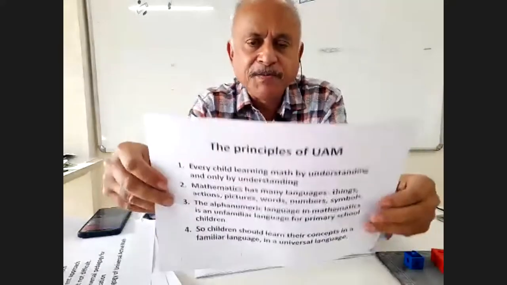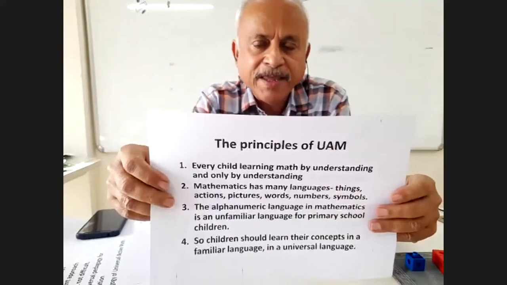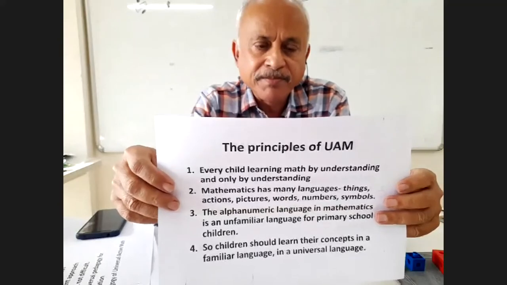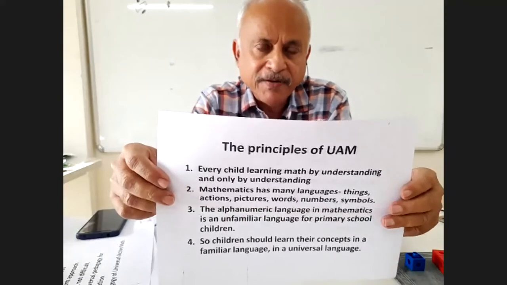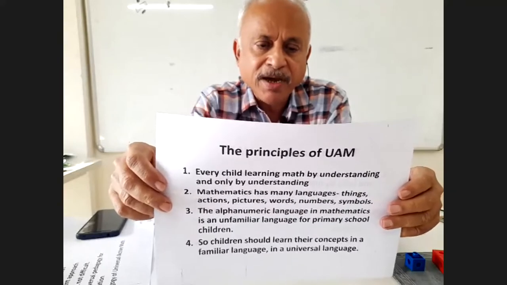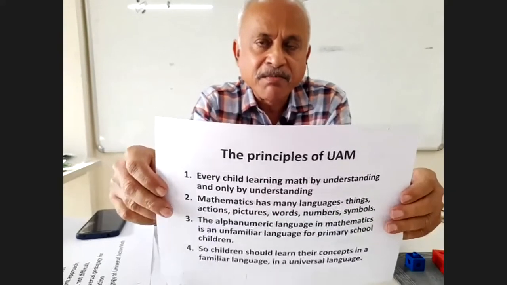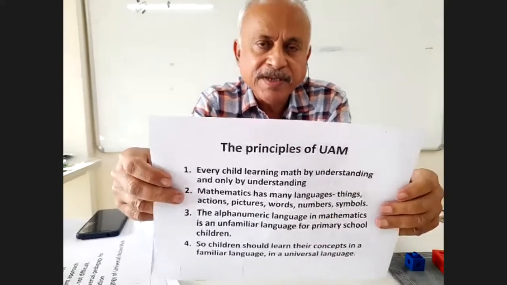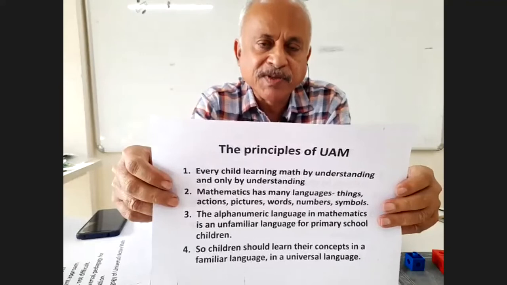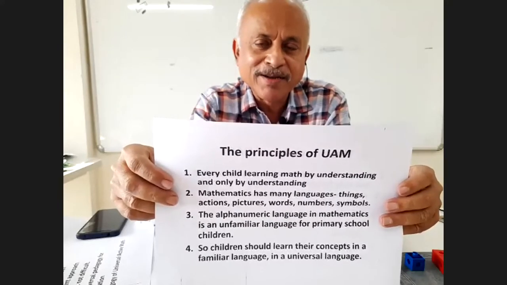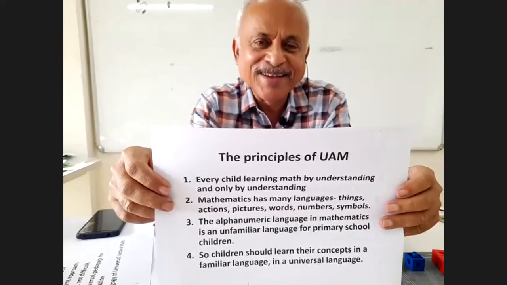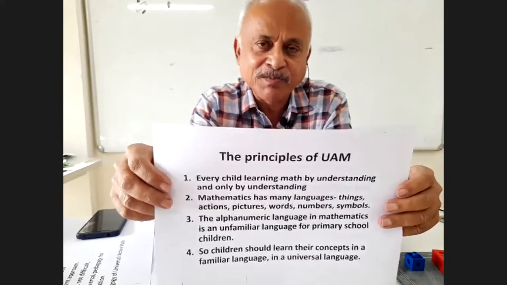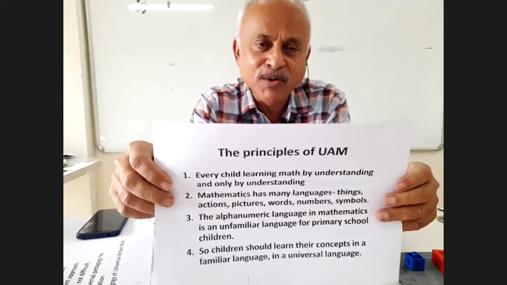These are the principles of universal active mathematics, UAM. The first is every child learning math by understanding and only by understanding. The second principle is the same as the first principle. The third principle is the same thing, only by understanding.